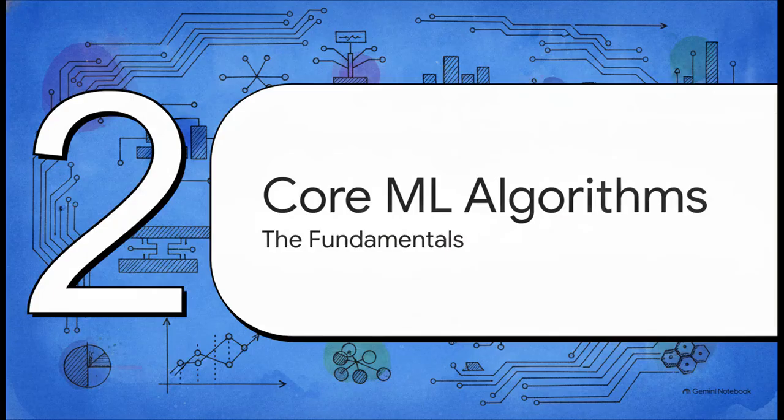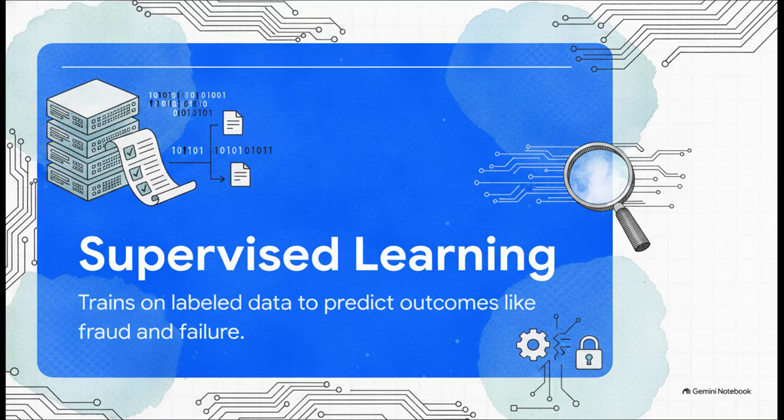Section 2. Core ML Algorithms, the Fundamentals. We'll kick this off with supervised learning. This algorithm trains on labeled data to predict specific outcomes. Because it learns from established, clearly tagged examples, like, say, years of historical system logs meticulously marked as healthy or error, it's absolutely perfect for tasks like automated log classification, predicting known disk failures, or fraud detection. You're basically handing the model an answer key so it can learn how to grade the test itself moving forward.